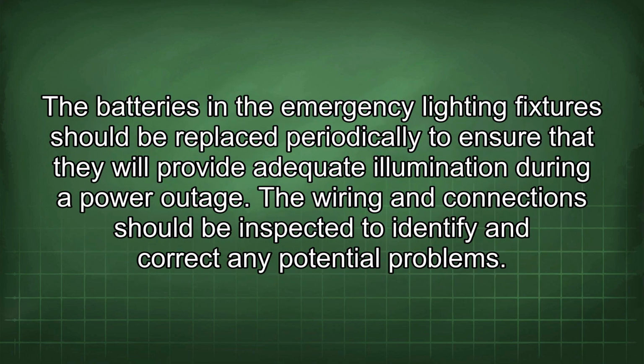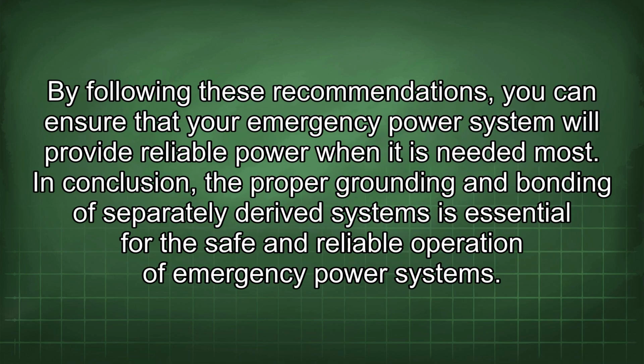The batteries in the emergency lighting fixtures should be replaced periodically to ensure that they will provide adequate illumination during a power outage. The wiring and connections should be inspected to identify and correct any potential problems. By following these recommendations, you can ensure that your emergency power system will provide reliable power when it is needed most.